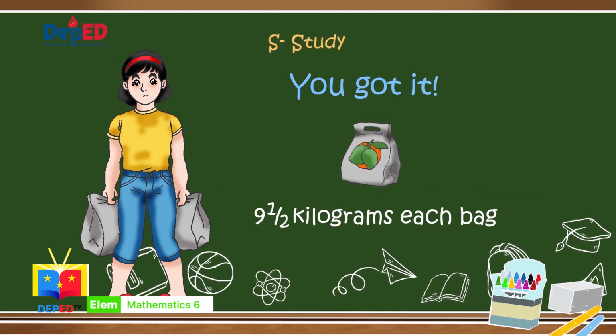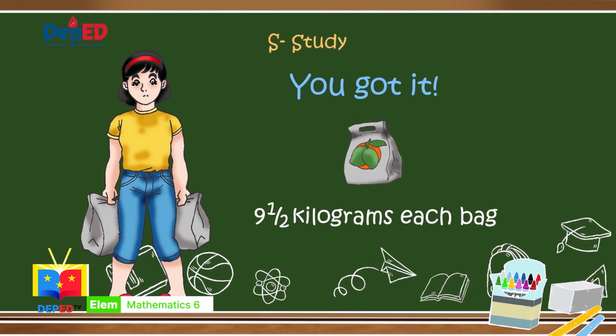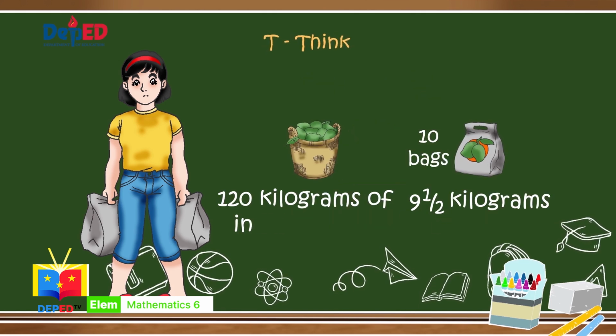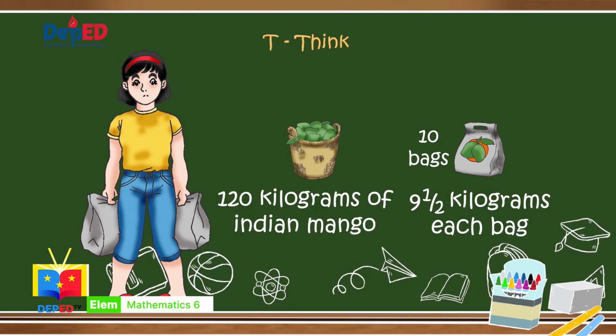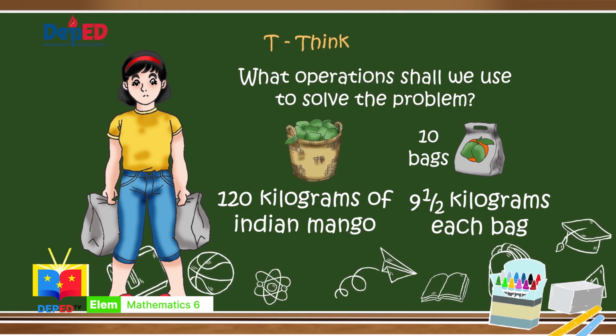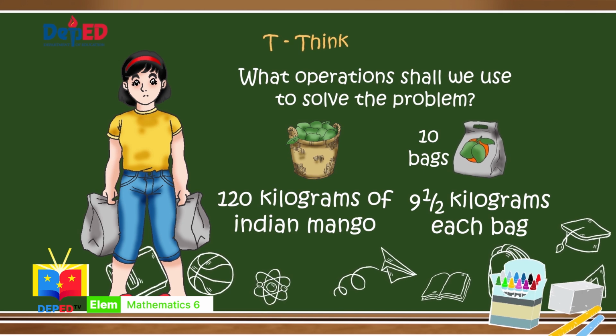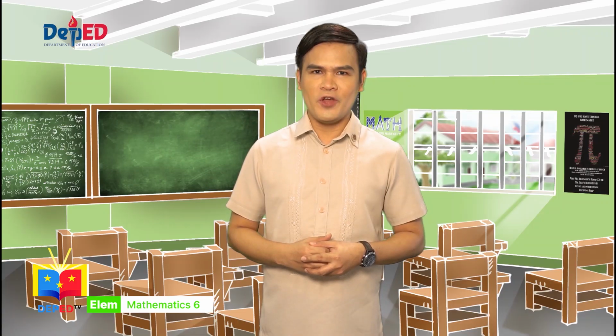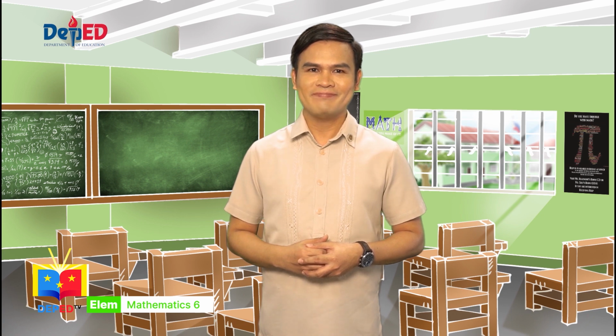Step 2. After analyzing the problem, letter T stands for think of a plan. In thinking of a plan, what operations shall we use to solve the problem? You can select your own strategy. Let us visualize the problem. Anna wanted 120 kilograms of Indian mango, but she had already picked 10 bags with 9.5 kilograms each bag. What operations will we use?